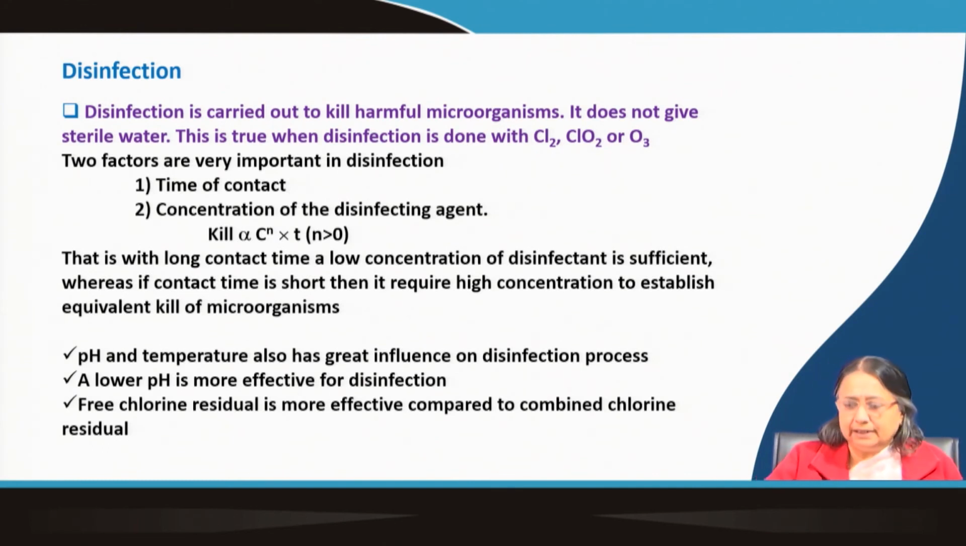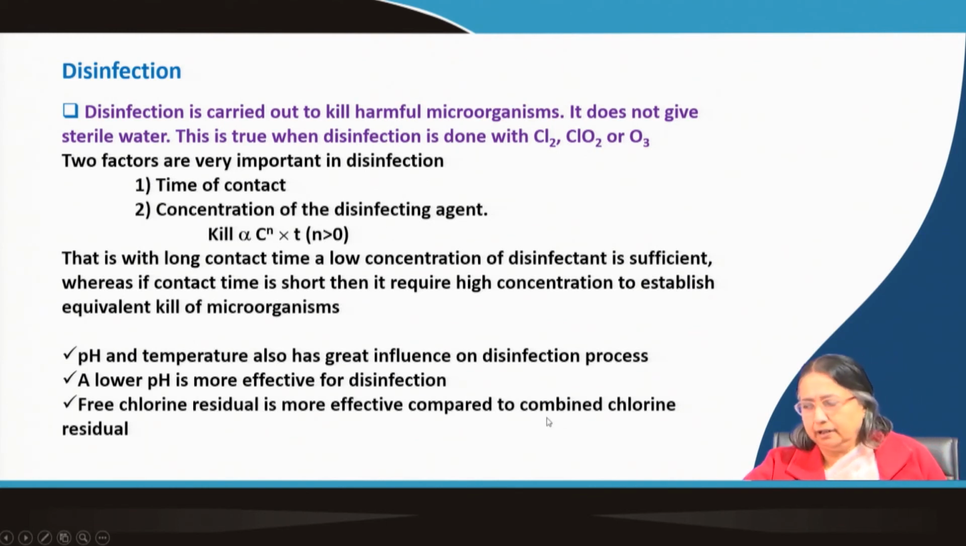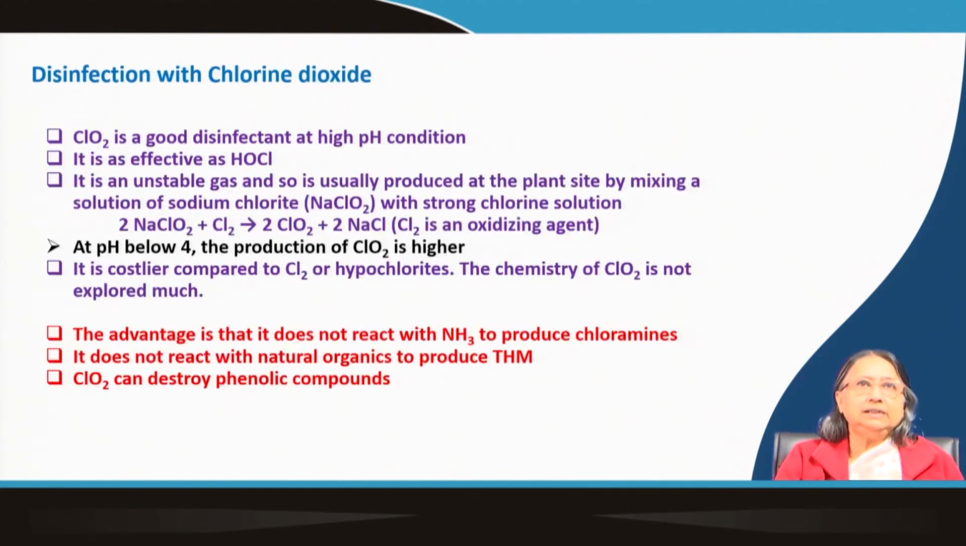So that the combined chlorine residual can protect and take care of it. Now, disinfection with chlorine dioxide, ClO2. Chlorine dioxide is a very good disinfectant at higher pH conditions. These are the observations. It is as effective as HOCl, which is a very good disinfectant. I told you that among the 3 free chlorine residuals, this is the most effective. So, chlorine dioxide is also very effective and can act at high pH conditions.